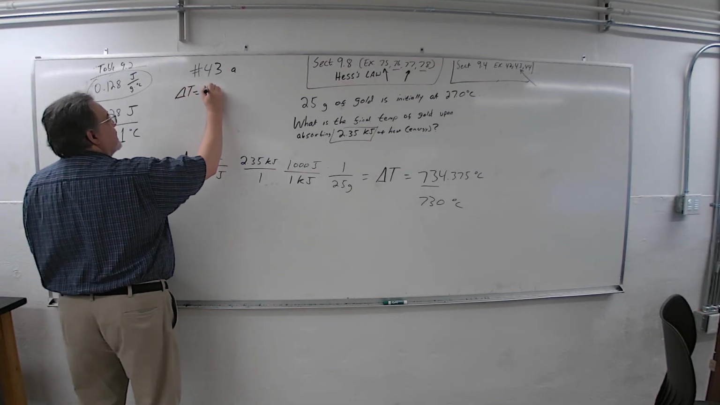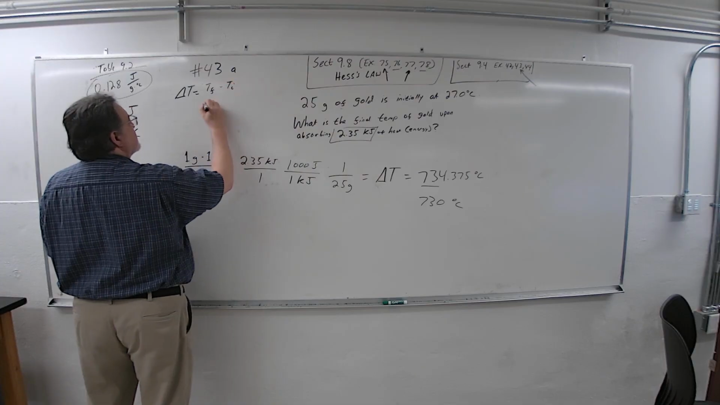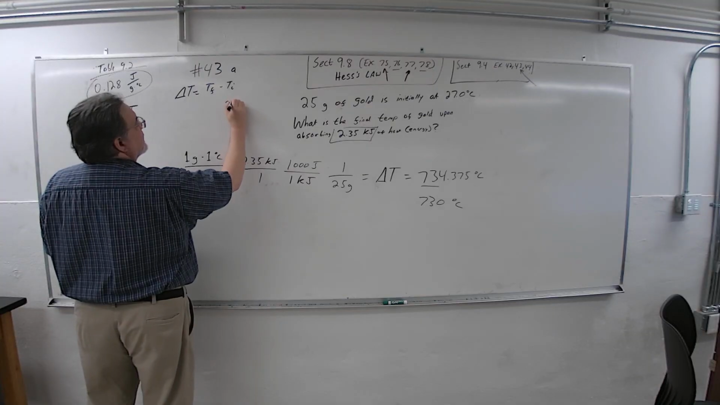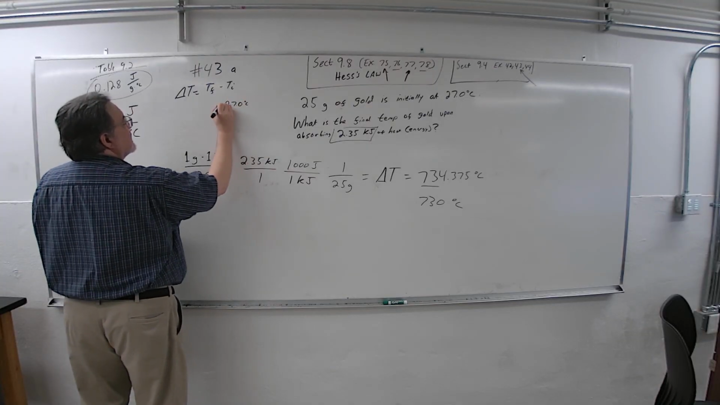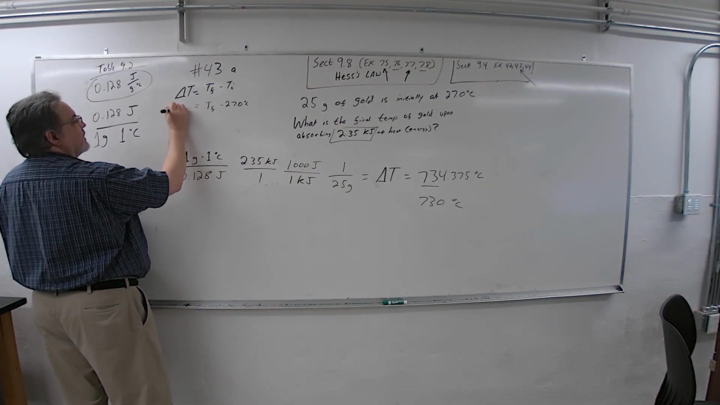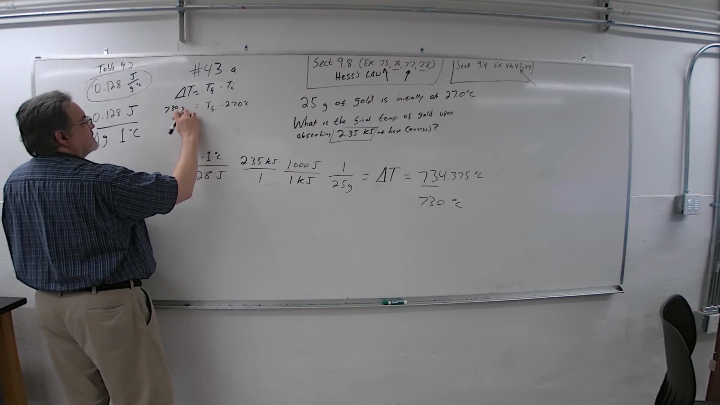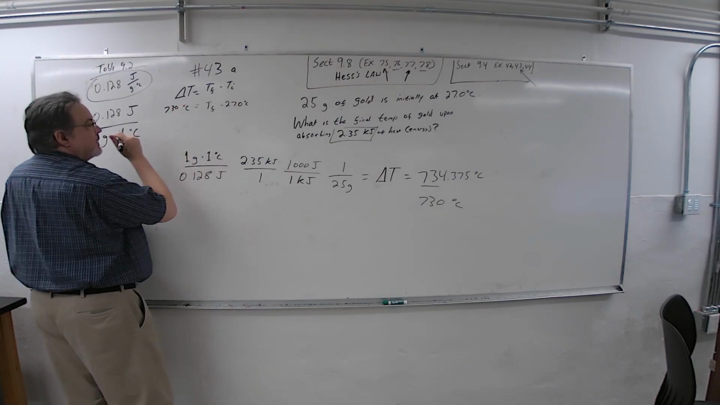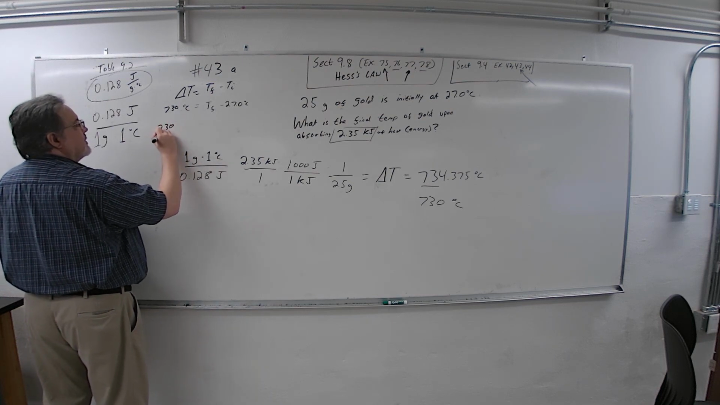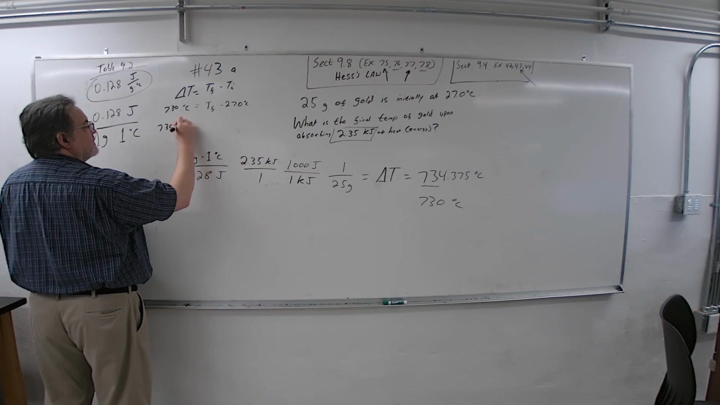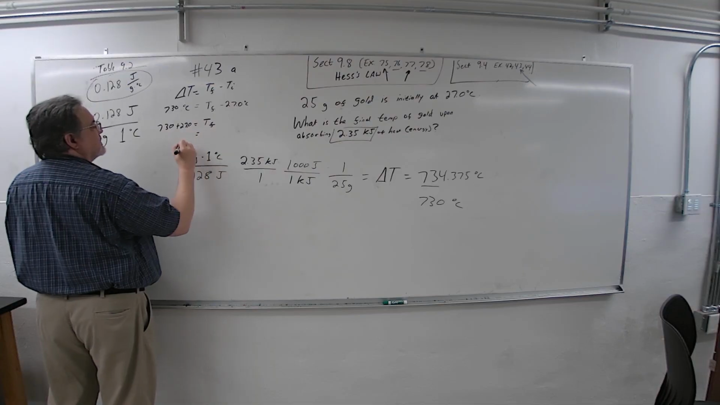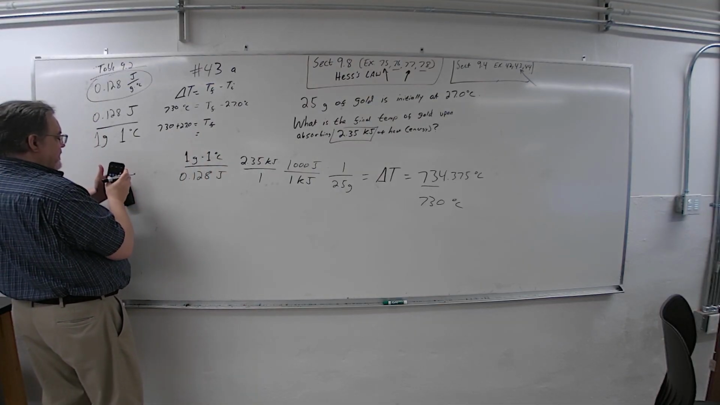Delta T is temperature final minus temperature initial. We'll look this one up. Initially at 27 degrees C, delta T is 730 degrees C, and then 730 plus 27.0 equals temperature final, which is 730.